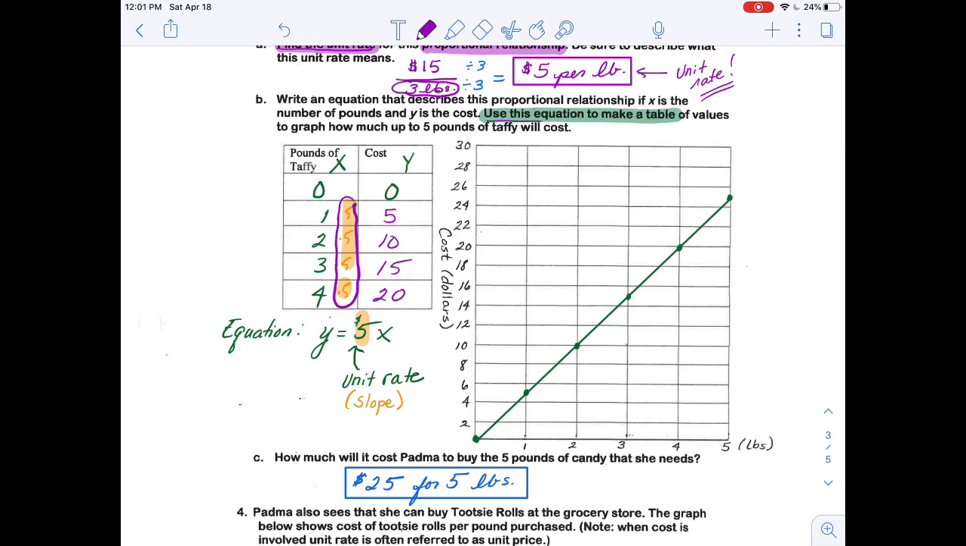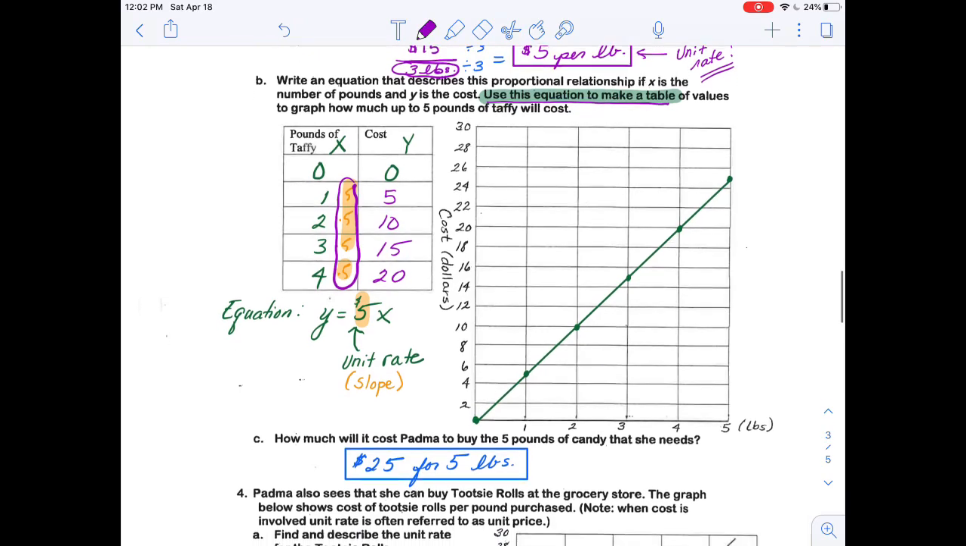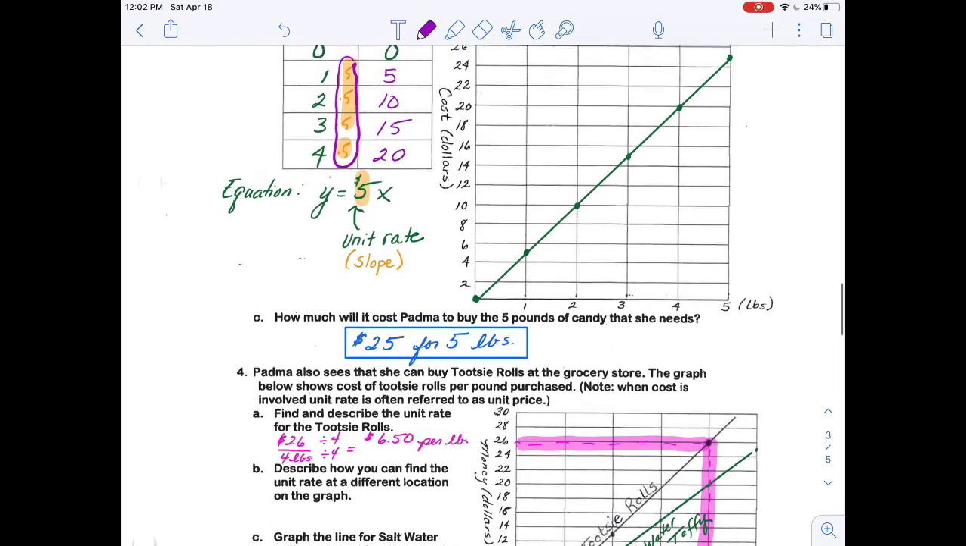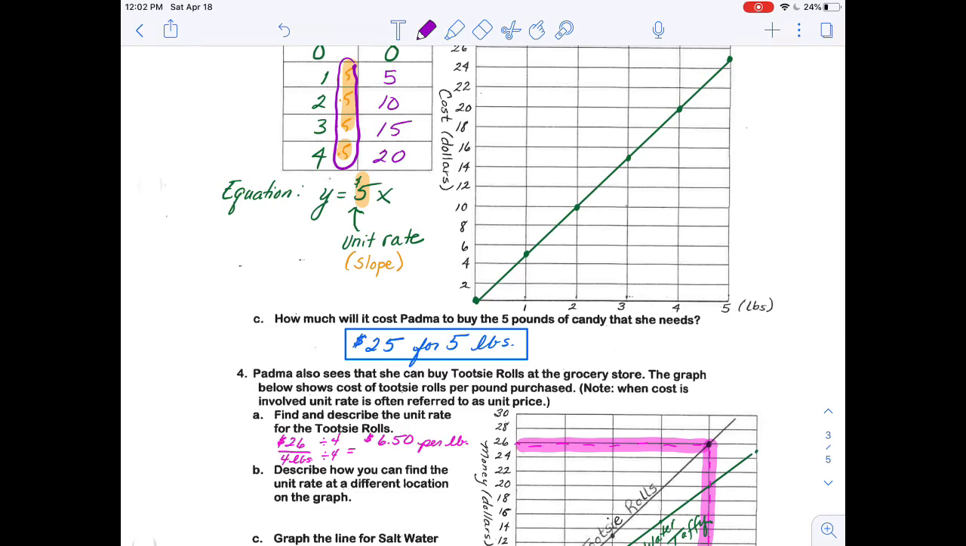And then if I wanted to use the equation, well, you know the equation is y equals kx, and that k is my unit rate or my slope. So when you put it into that nice graph, which I already graphed for you right here, you can see again, it's linear, it's a nice straight line. It goes through that origin, which means it absolutely is proportional. So if I use that nice equation, y equals 5x, and now I want to know how much it would be for 5 pounds, I'm going to put that 5 in for x, and you will then get $25 for 5 pounds.